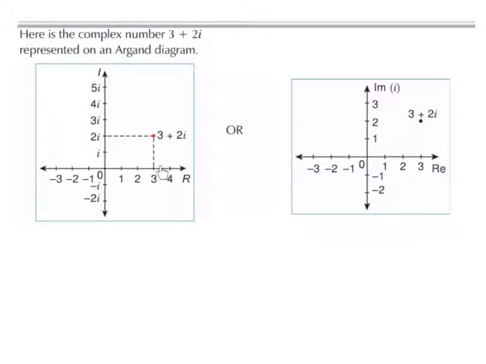The real axis can be labelled Re, and the imaginary axis as Im. So this represents the same thing, 3 plus 2i.